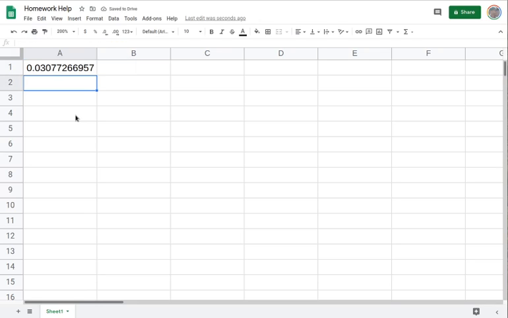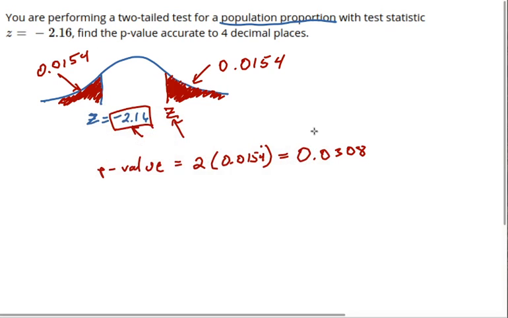So my p-value is really 0.0307, which is close to what I got. 0.03077 would round to 0.0308.